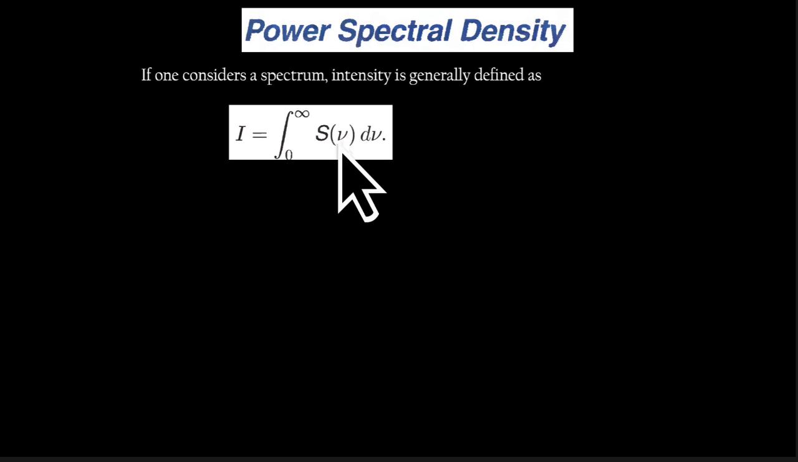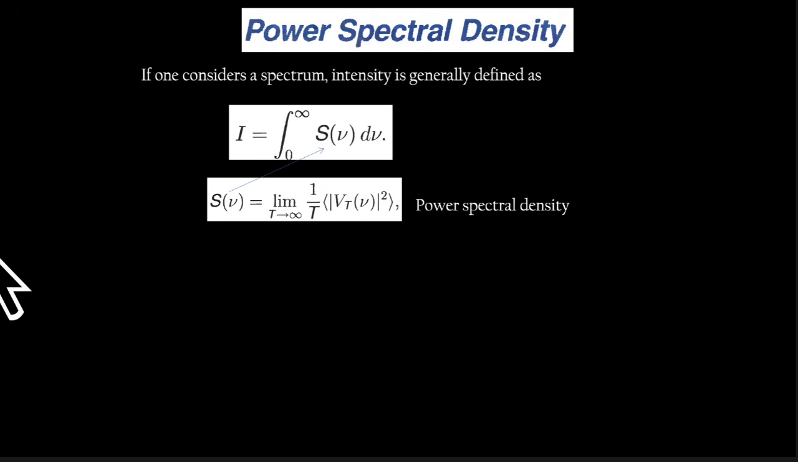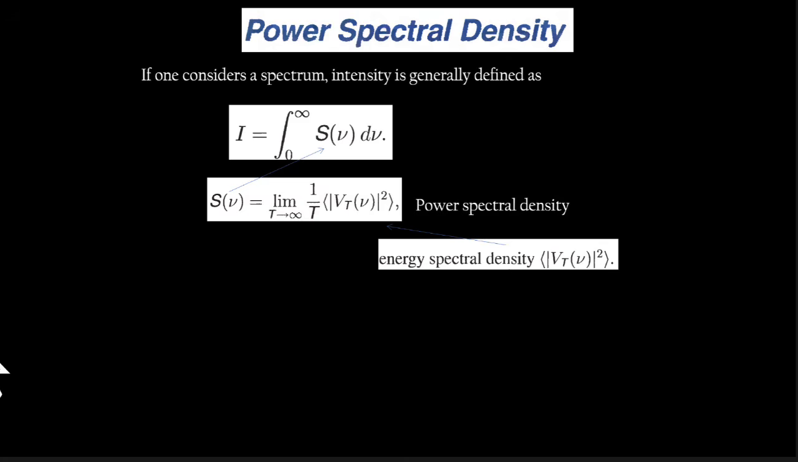Nu is the frequency. Please remember, until now we had not introduced this nu, which is the frequency domain, and d nu happens to be the small frequency window we are considering. This is also associated with the limit t tends to infinity of 1 by t times the time-averaged, or frequency-averaged, modulus function of V(t), which is also called the power spectral density. So intensity can now be defined by the so-called power spectral density, and the connection of the energy spectral density to the power spectral density is given by this formula.